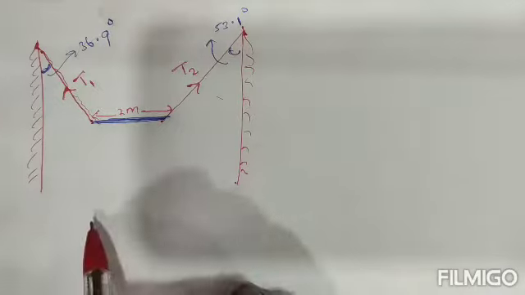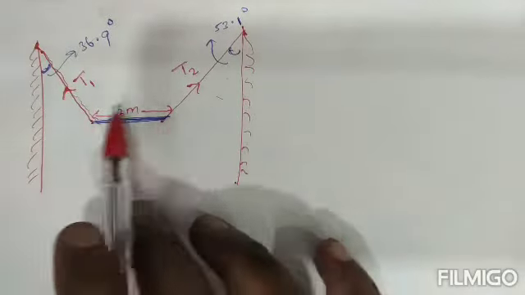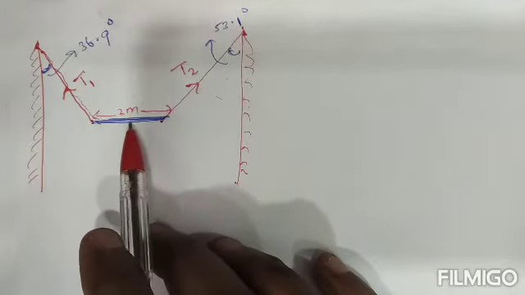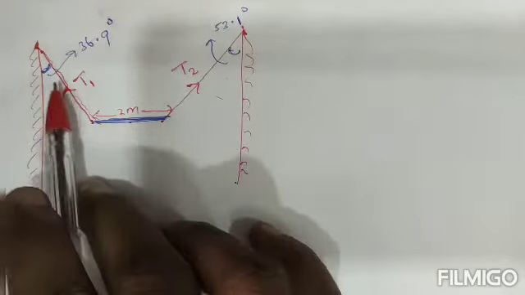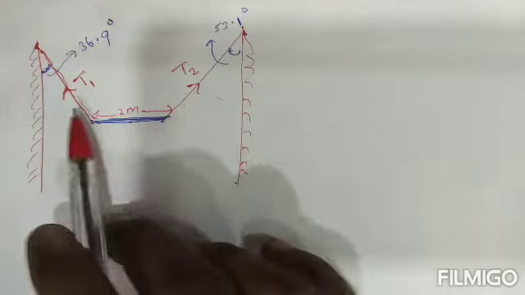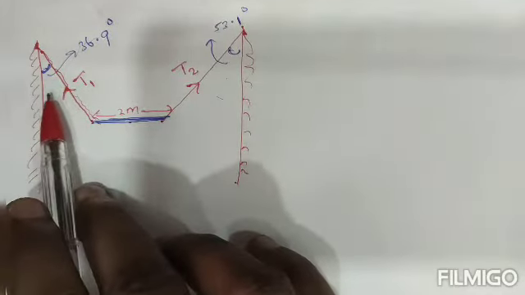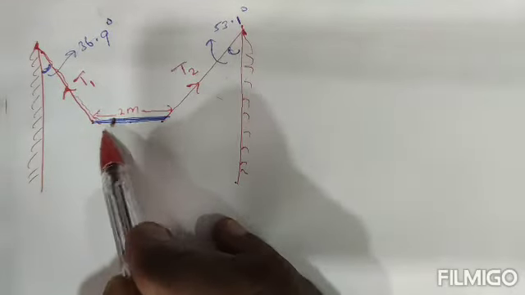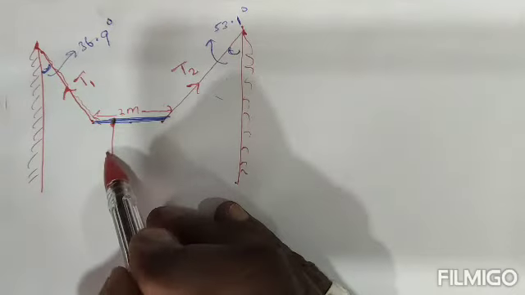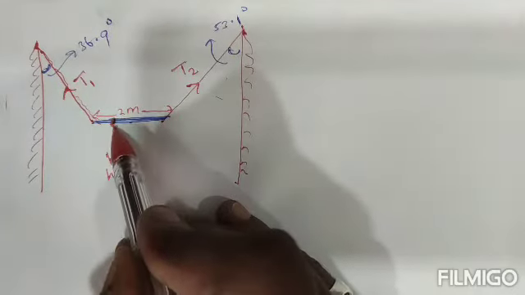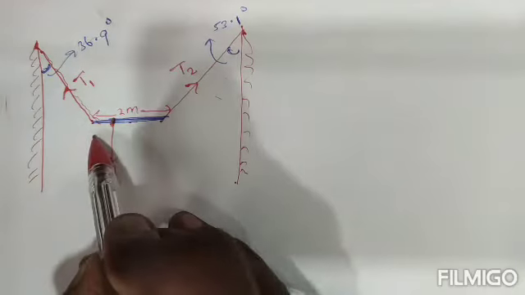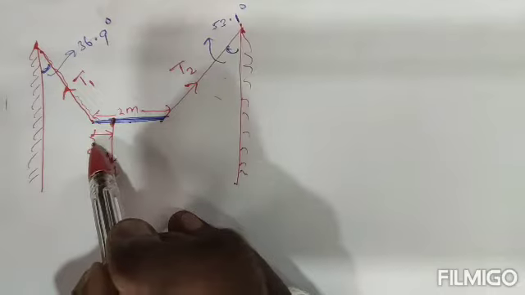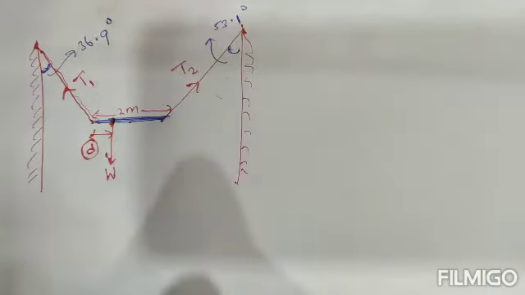Okay, right. If both the strings had the same length, the center of gravity would be exactly at the center, but we know that here the length is different. Due to the different length, the angles are also different, so the center of gravity is here, and we don't know the distance. So the actual weight is W, and its center of gravity is D distance from the left side. So this D value only we are going to calculate.